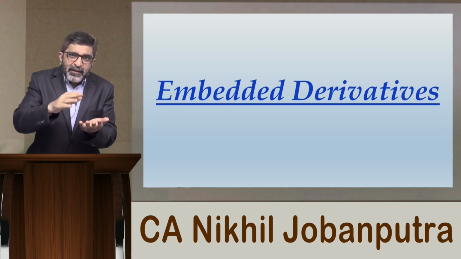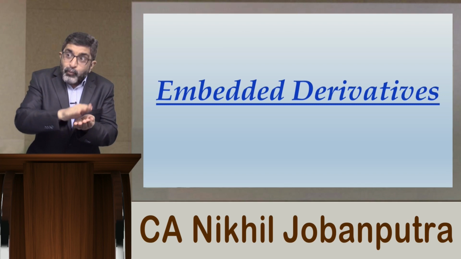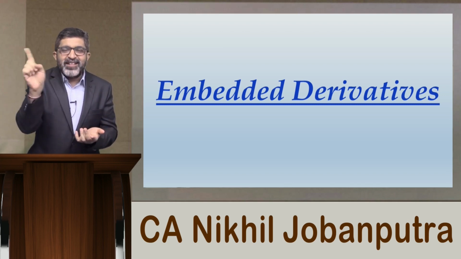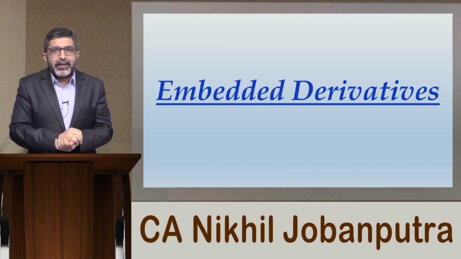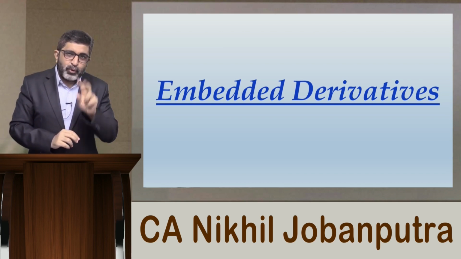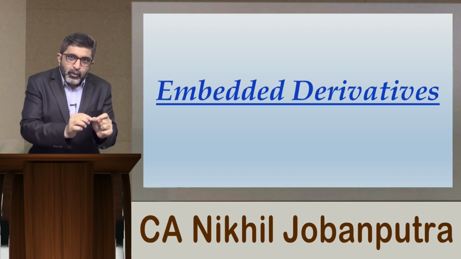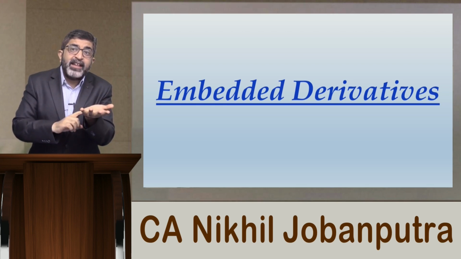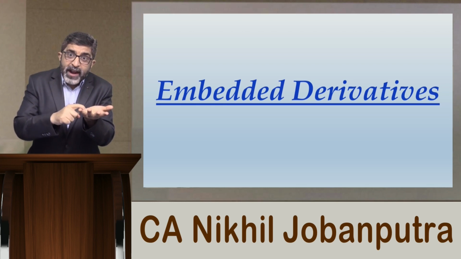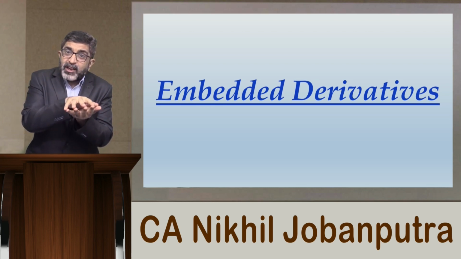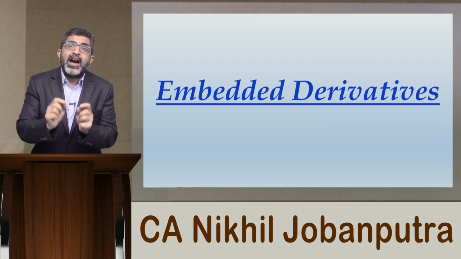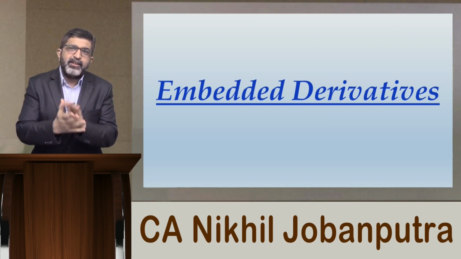When there is a derivative attached with something which can be detached and settled without the host contract, that is not an embedded derivative. I gave you 2 examples. Example number 1, the convertible debenture, where the host contract is the debenture contract, the embedded derivative is the conversion option, and the entire instrument is called a hybrid contract or hybrid instrument.